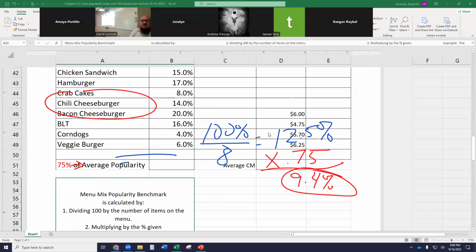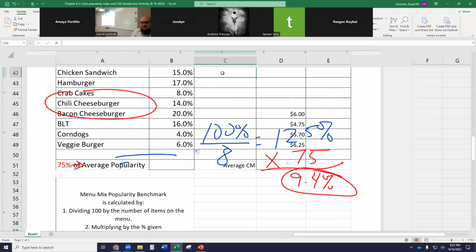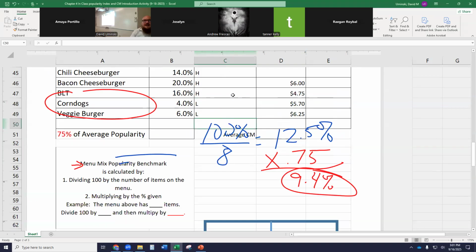Let me move some stuff around. Is 15%, is that higher or lower than 9.5? Higher. Is 17? Higher. Crab cakes, 8% is lower. Good. Chili cheeseburger? Higher. Bacon cheeseburger? Higher. BLT? Higher. And corn dogs? Lower. And veggie burgers are lower.